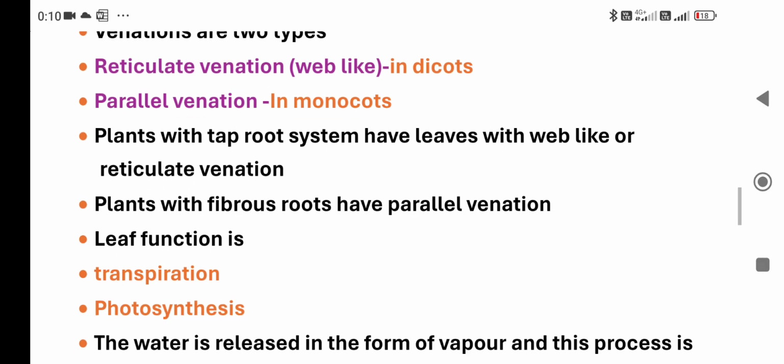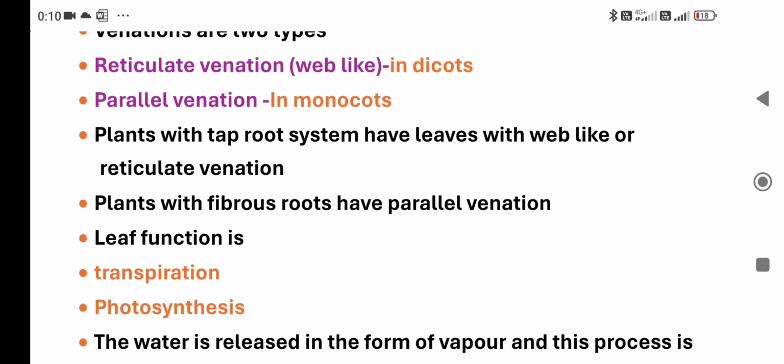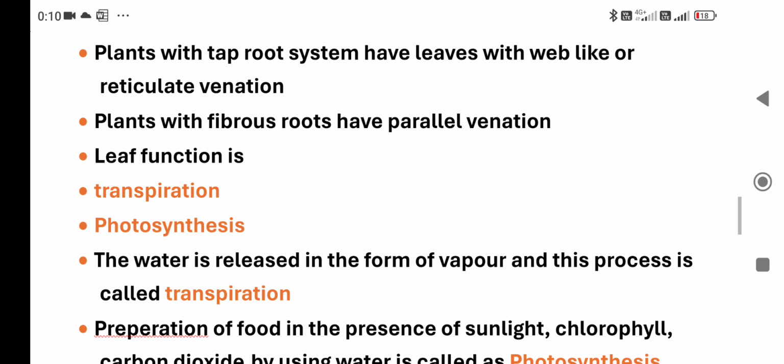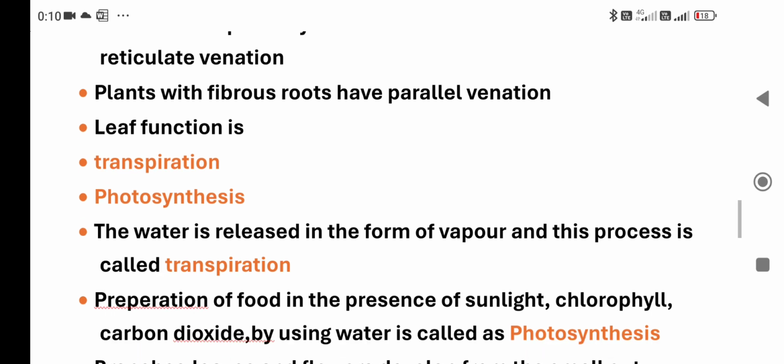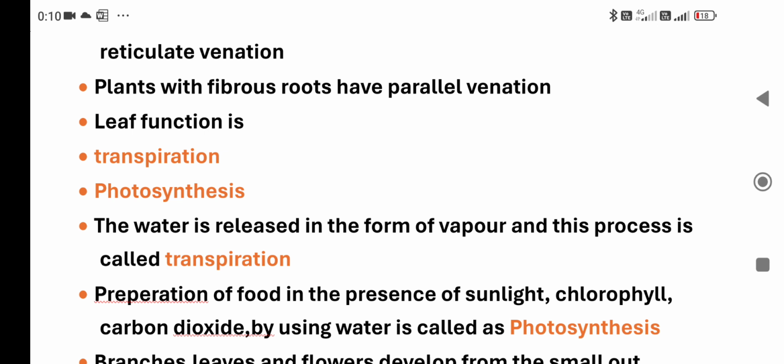So plants with taproot system have leaves with web-like or reticulate venation. Plants with fibrous roots have parallel venation. Leaf functions. So a leaf mainly has two types of functions. The main functions are: the first one is transpiration, the second one is photosynthesis.